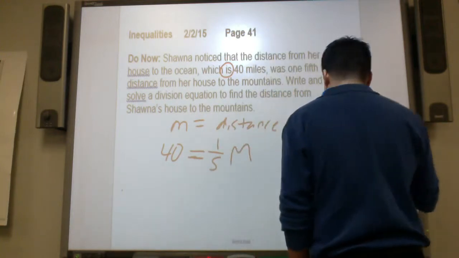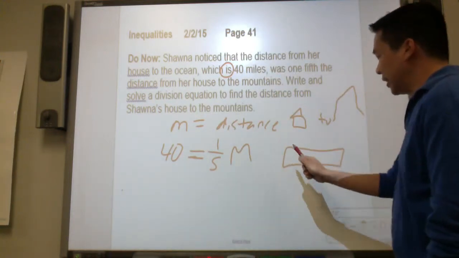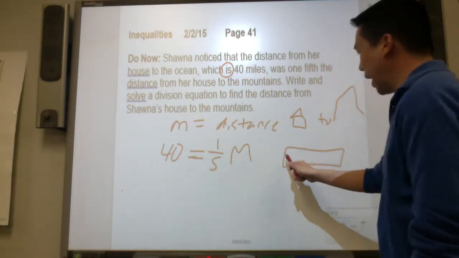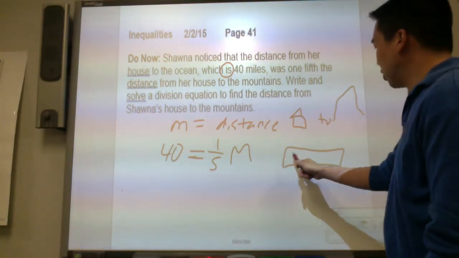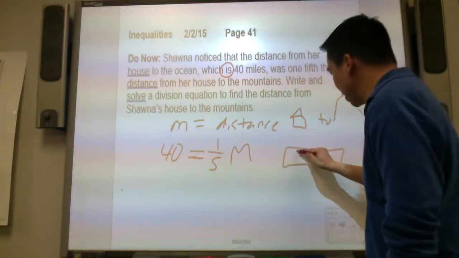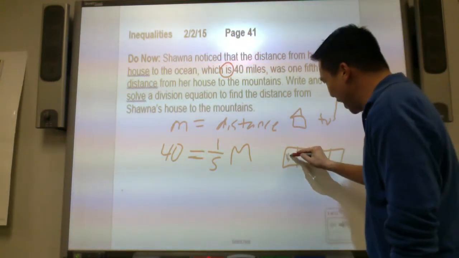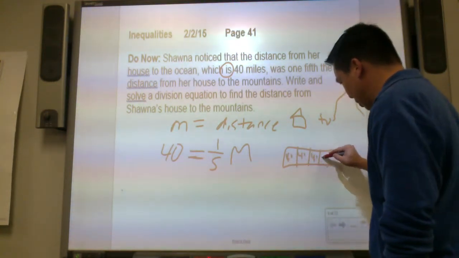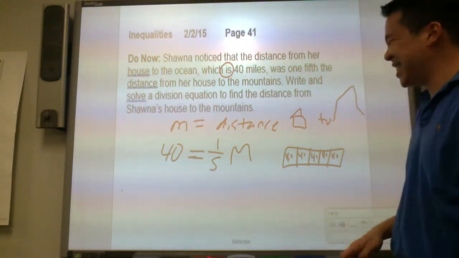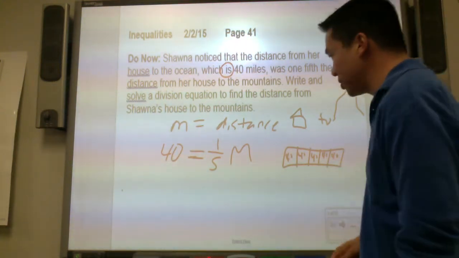Another way to think about it is through a rectangular model. This is the distance from the house to the mountain, but from the house to the ocean is 1/5 of it. Each fifth has 40 miles. So what is the distance from the house to the mountains?